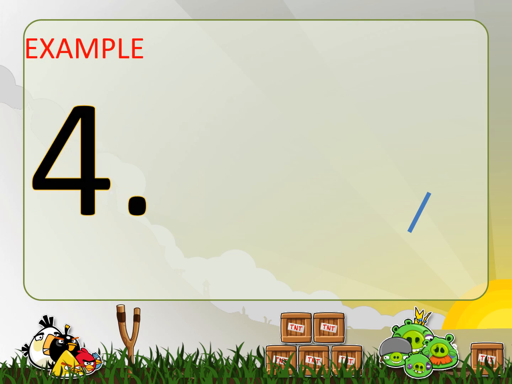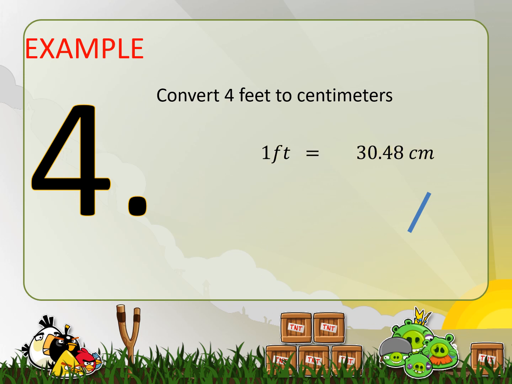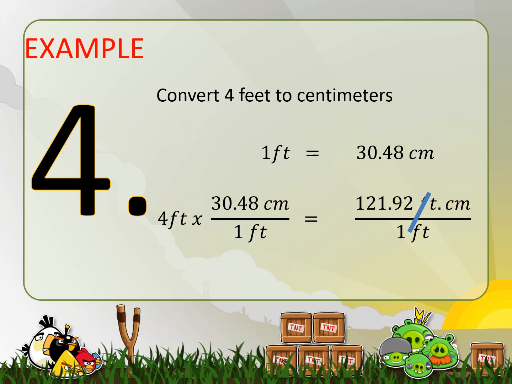Example number 4. Convert 4 feet to centimeters. 1 foot is equal to 30.48 centimeters. Therefore, 4 feet times 30.48 centimeters over 1 foot is equal to 121.92 foot-centimeters over 1 foot. Cancel similar units to lead us to our desired unit, leading to our answer, 121.92 centimeters.